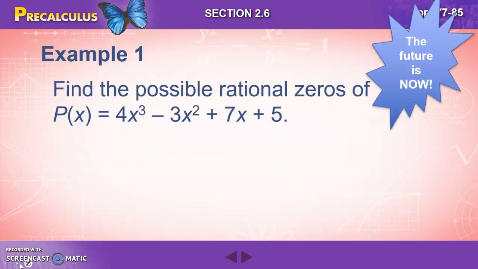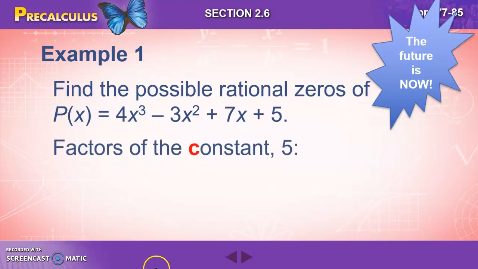So, here's the future. Now, we need it now. Find the possible rational zeros of p of x equals 4x cubed minus 3x squared plus 7x plus 5. So the first thing that we're going to do is list all the possible zeros. And to do that, we need the factors of the constant, which is 5. That gives us plus or minus 1 and plus or minus 5.